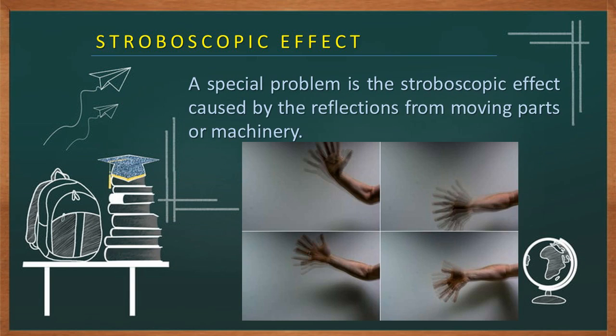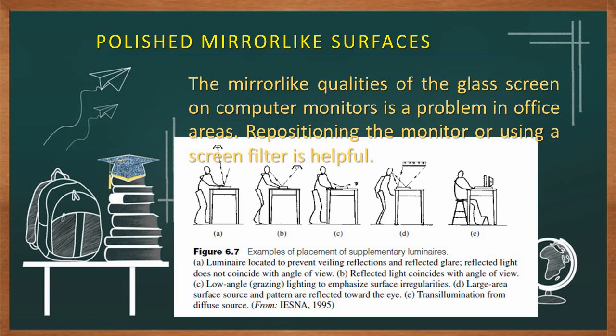A special problem is a stroboscopic effect caused by the reflections from moving parts or machinery. The stroboscopic effect is a visual phenomenon caused by aliasing that occurs when continuous motion is represented by a series of short or instantaneous samples. Avoiding polished mirror-like surfaces is important here. For example, the mirror-like qualities of the glass screen on computer monitors are a problem in office areas. Repositioning the monitor or using a screen filter is helpful.